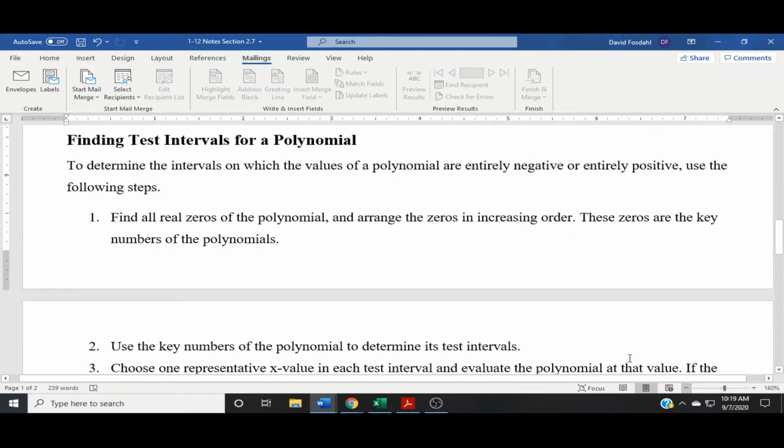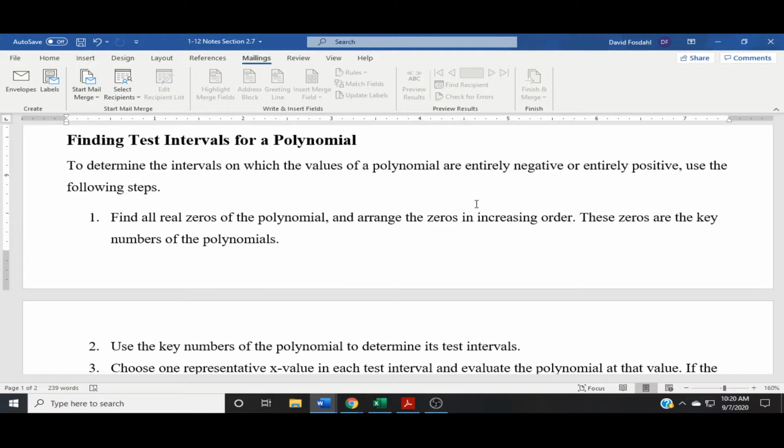There we go. Okay, to determine the intervals on which the values of a polynomial are entirely negative or entirely positive, use the following steps. So we're finding out whether the function is always positive or always negative on the interval. There's a method. So we find all zeros of a polynomial. Okay, then you arrange zeros from least to greatest, ignoring imaginary numbers. So find all real zeros.